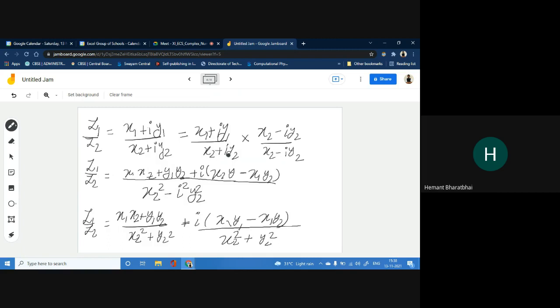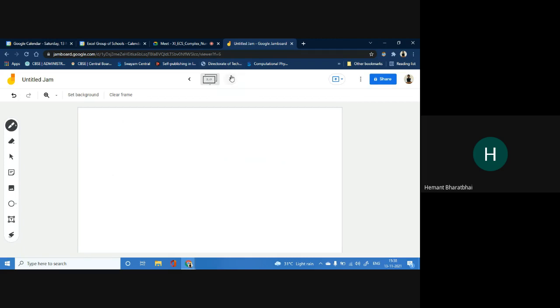Okay, so I hope you have understood how to divide two complex numbers. Please take the screenshot of this. I hope everyone has taken the screenshot of this. Let's move to next.